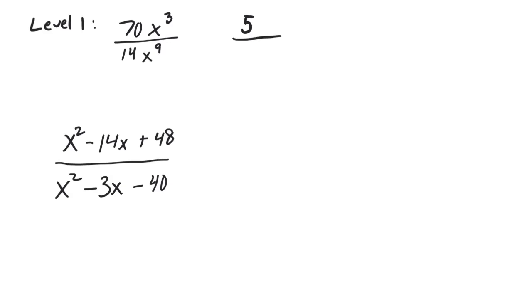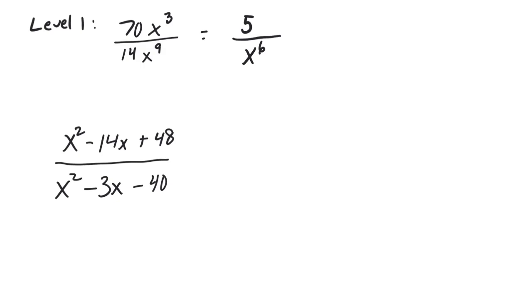And then it's as simple as seeing our x's. We've got 9 on bottom and 3 on top. So there's 6 more on the bottom. That means we're going to have 6 left on the bottom. That's all there is to it. It's just 5 over x to the 6th power.